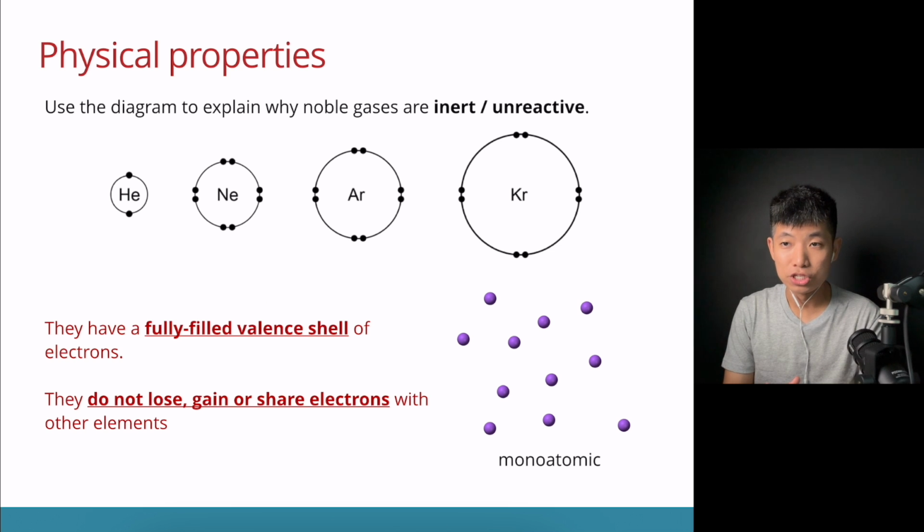So a fully filled valence shell for helium would mean 2 electrons because the first electron shell can only hold 2 electrons. For the rest, you can have 8 electrons in the outermost shell. So since they do not bond with other elements, they tend to be alone. We call that monoatomic. So they exist as individual atoms.